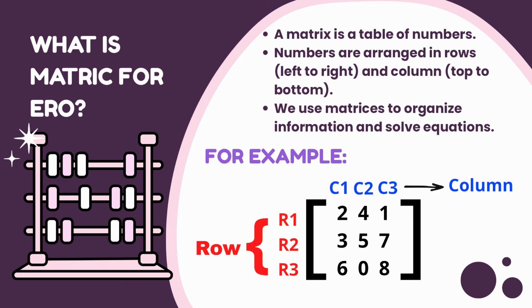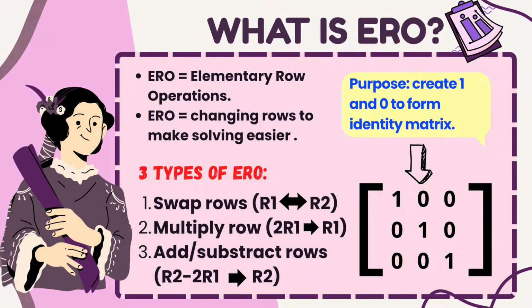Here is an example of a simple matrix. As we know, ERO means elementary row operation. It is a method to change the row in a matrix so that the matrix becomes easier to solve. There are three simple operations. First, swapping rows. Second, multiplying a row by number. And third, adding or subtracting a multiple of one row to another. We use ERO to turn some numbers into 1 and 0 so we can find the solution quickly.